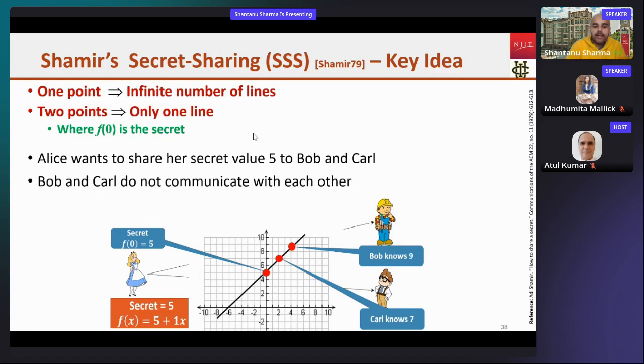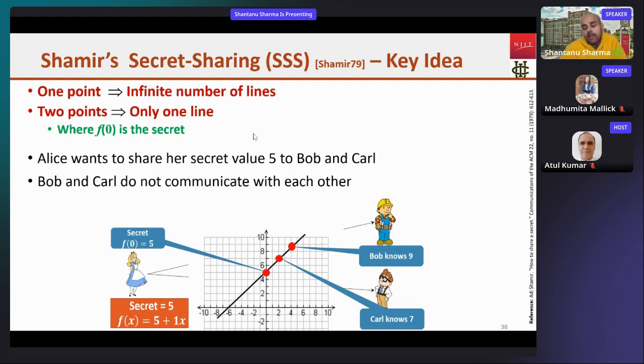Suppose Alice is the database owner. Alice has value 5 and she wants to create secret shares of 5. Alice will put the secret value 5 at the y-axis and draw any random line. Here she gets a completely random line, as you can see. On this random line, she can pick any two random points. For example, she selected one random point 9 and another random point 7, and she gives value 9 to one server, Bob, and value 7 to another server, Carl.